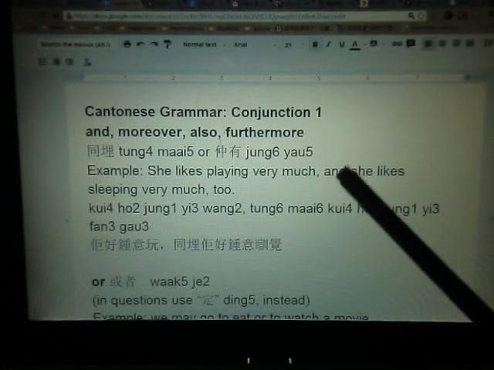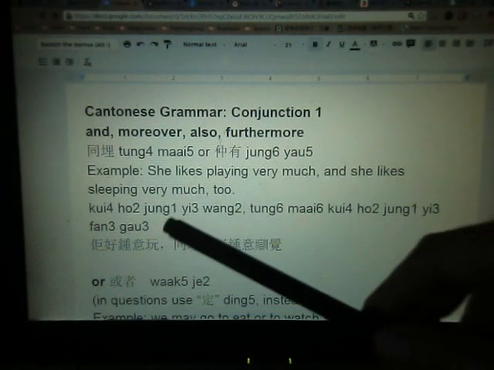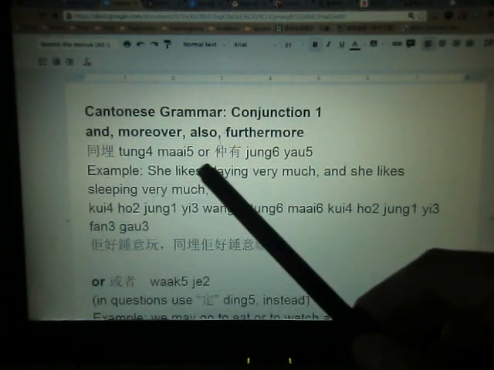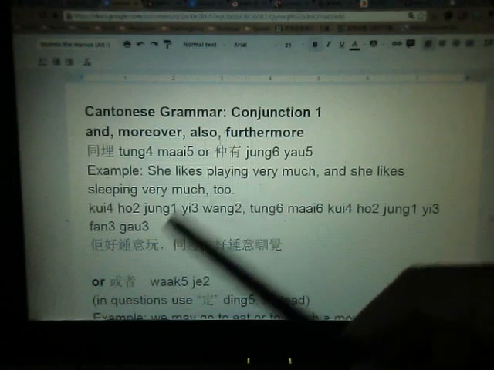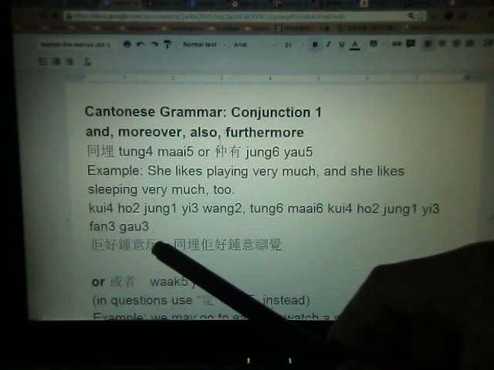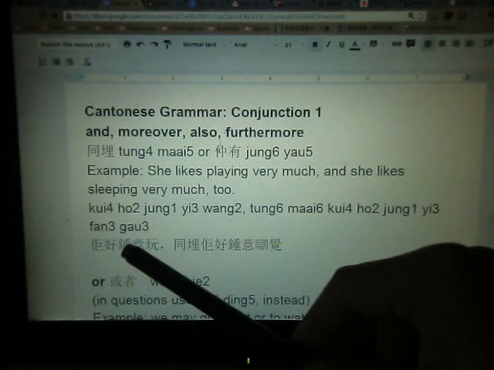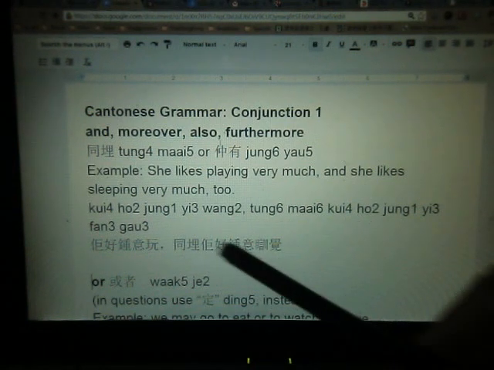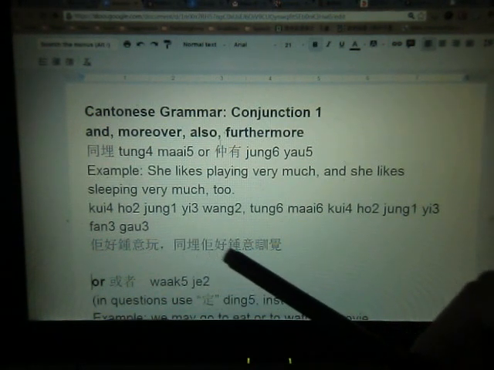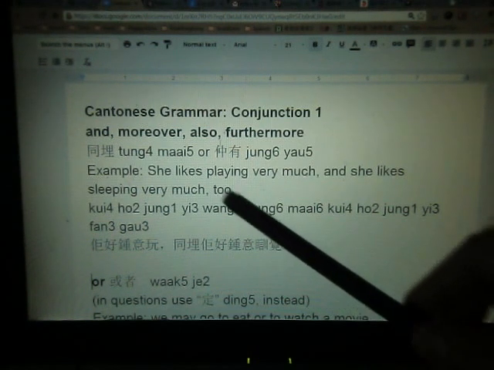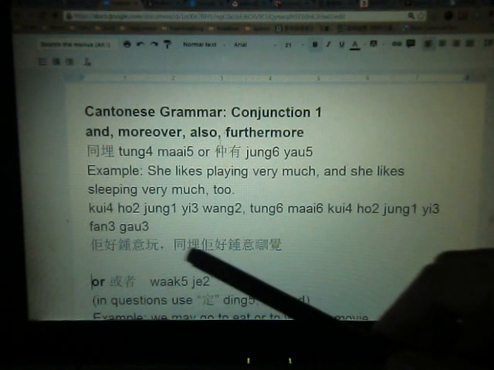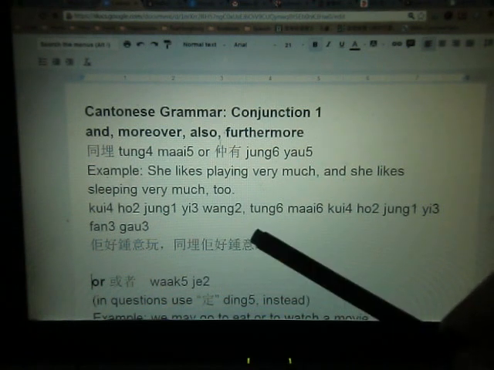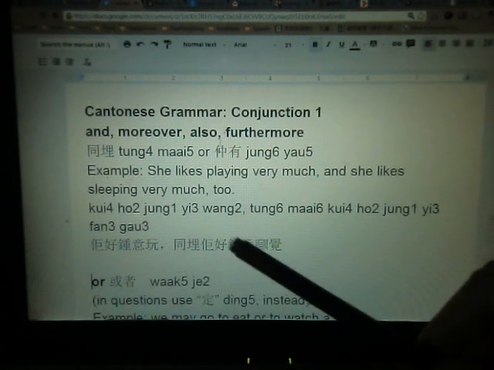Okay, so how do you say the sentence in Cantonese? Here we have she 佢, very much 好, like 中意, play 玩. 佢好鍾意玩. She very much likes play. So 佢好鍾意玩, and 同埋 佢好鍾意瞓覺. 瞓覺 means sleep. 佢 she, very much 好鍾意 like sleep. So 同埋佢好鍾意瞓覺.